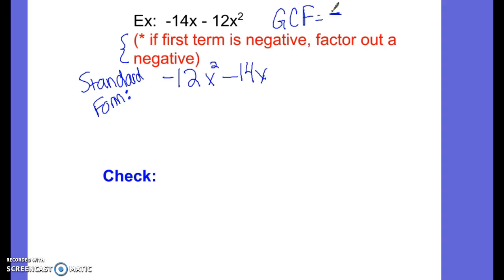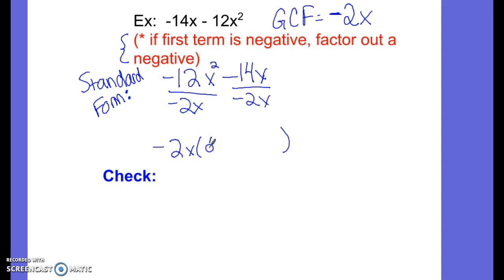What's the GCF of 12 and 14? Well, the GCF there is 2. So negative 2, the biggest x is x. So my answer is going to be negative 2x times whatever I get left over. Divide by negative 2x, divide by negative 2x. Negative 12 divided by negative 2 is positive 6. X squared divided by x is x. Negative 14 divided by negative 2 is positive 7, and my x's cancel.